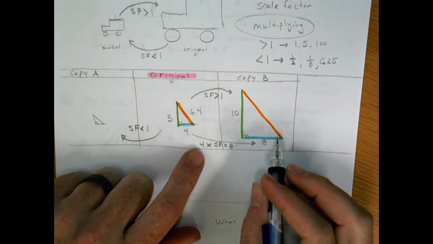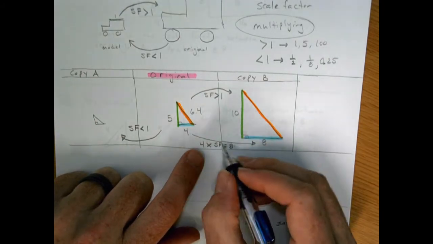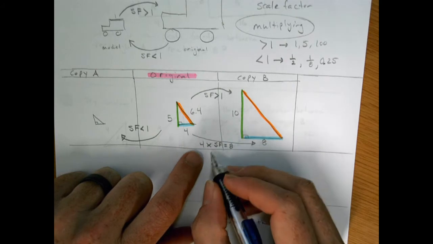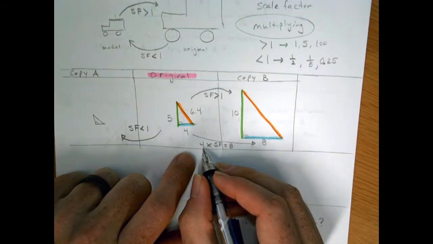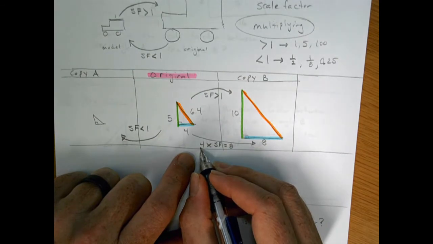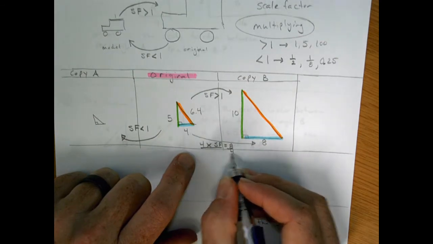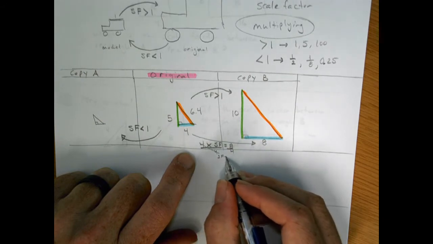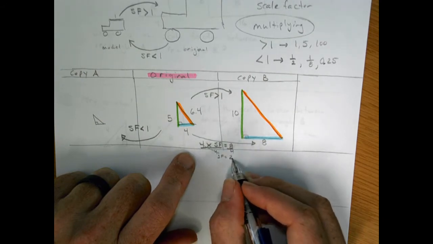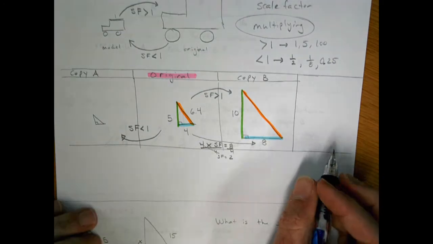Sometimes it's pretty obvious. Sometimes you can say, well, that's just simply going to be a scale factor of times 2, because 4 times 2 is 8. If I didn't know, I could work out a solution where I divide both sides by 4, and that will eliminate the 4, and I would say the scale factor is equal to 8 divided by 4, which is 2.